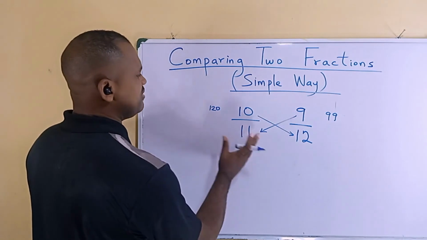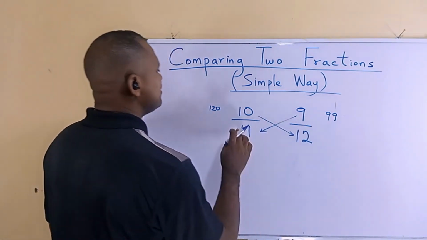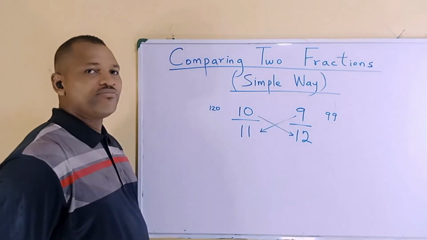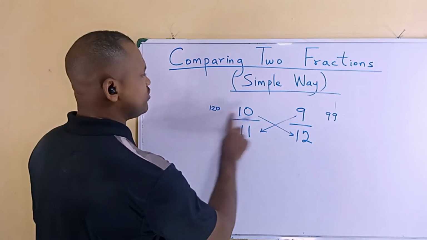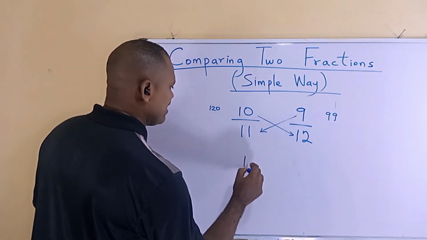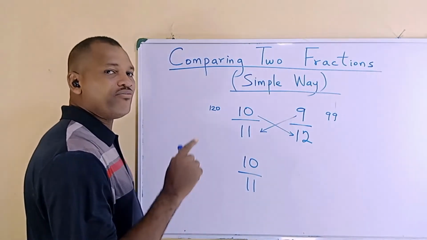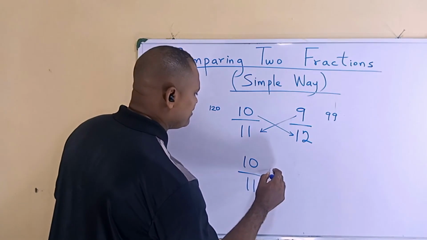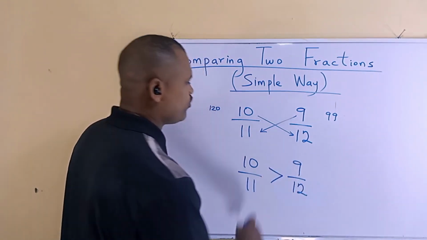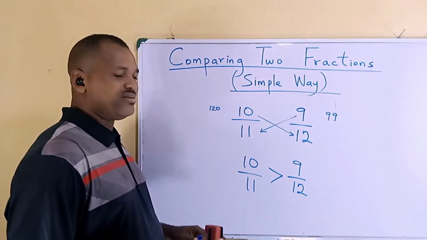You can see on this side we have 120, on this side we have 99. The fraction that has the bigger number on its side is the bigger fraction. So 120, 99. This fraction, 10 over 11, is the bigger fraction. So 10 over 11 is greater than 9 over 12. I want to believe that it is clear enough.